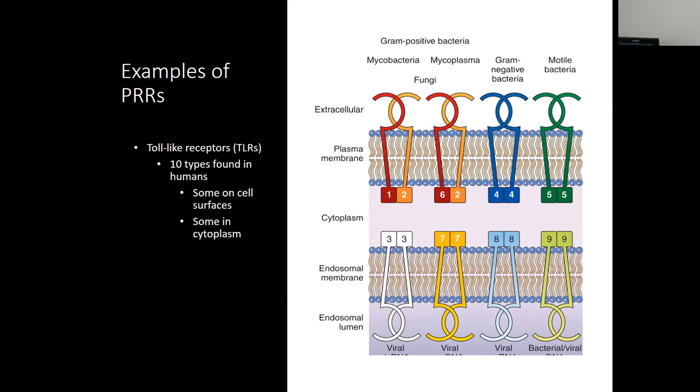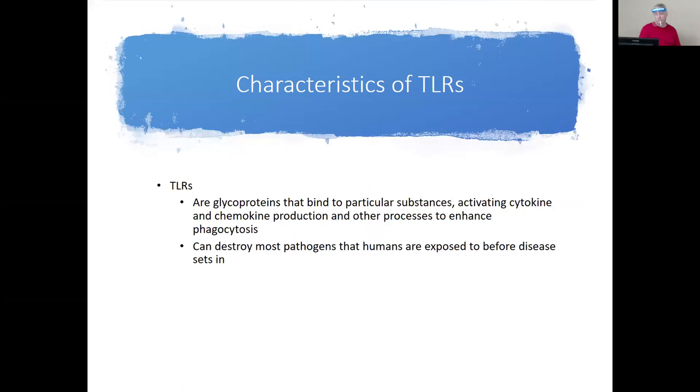So that's the toll-like receptors. Hopefully you get a picture of what's going on with the PRRs, the PAMPs, and the TLRs. They're glycoproteins. They bind to particular substances. They're activated by cytokines and chemokines, so all that communication we talked about earlier with the cells is going on, and they can destroy most pathogens that humans are exposed to before disease sets in. And we are very appreciative of that every day, right? Because that's the whole idea. We want to get taken care of before that happens.